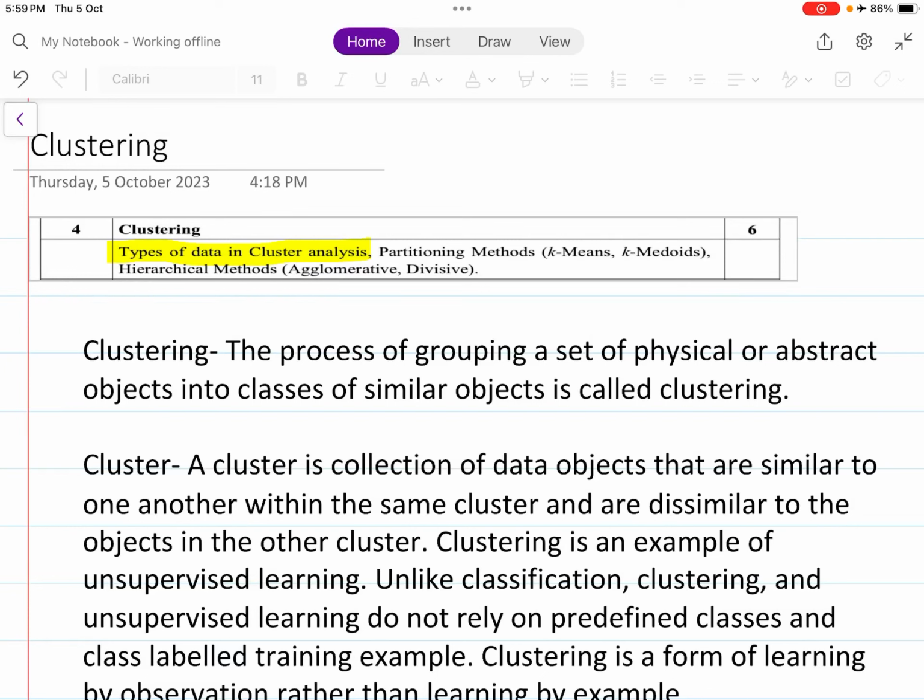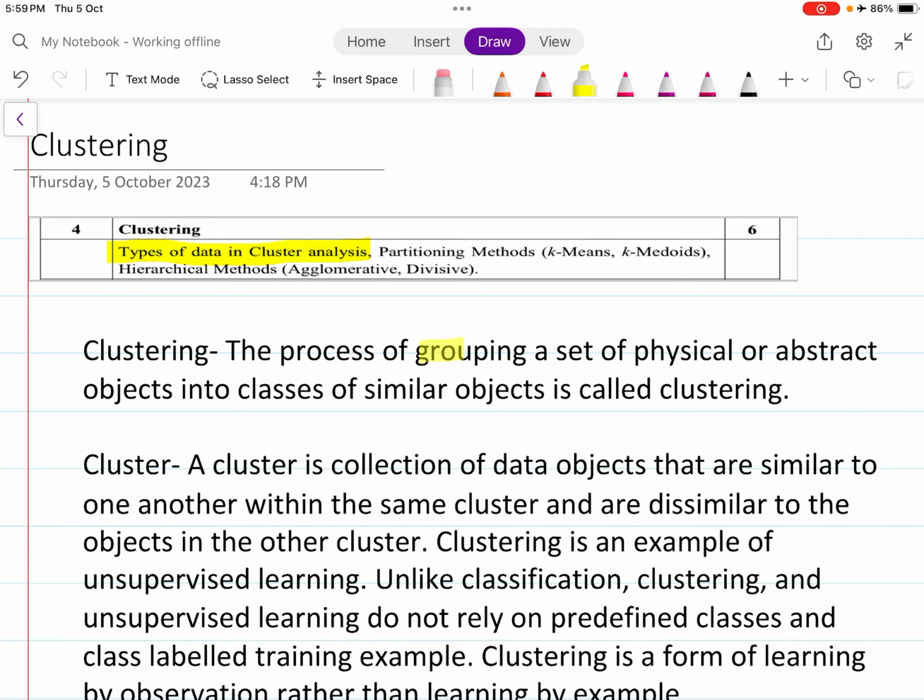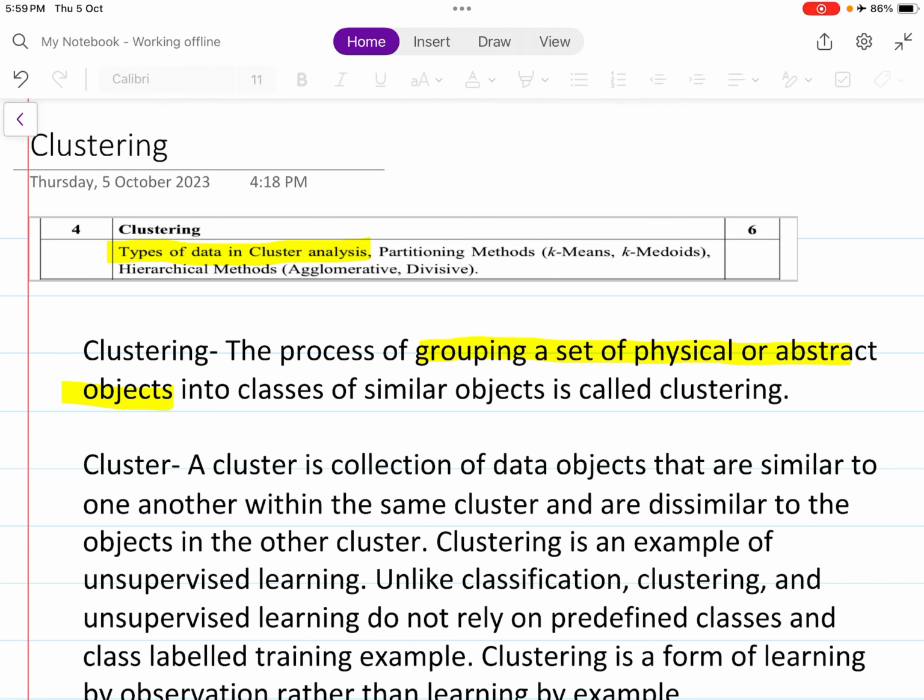So module number 4, clustering. So what is clustering? Clustering is a process of grouping a set of physical or abstract objects into classes of similar objects. Physical means the ones which we can see, and abstract objects are those which are hidden.